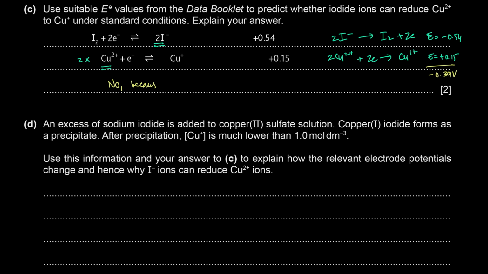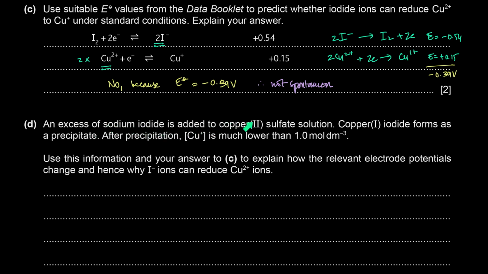Because the E naught for this reaction is equal to negative 0.39 volts, which means that the reaction is not spontaneous. Negative E naught means positive delta G, so it's a non-spontaneous reaction.